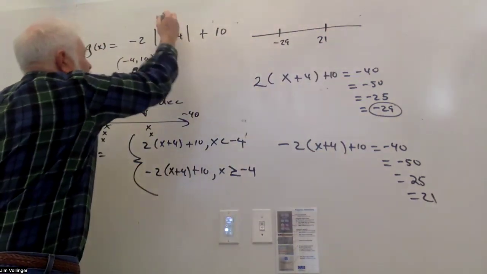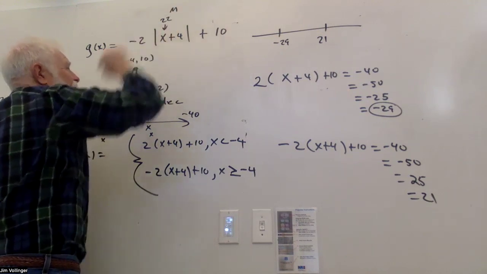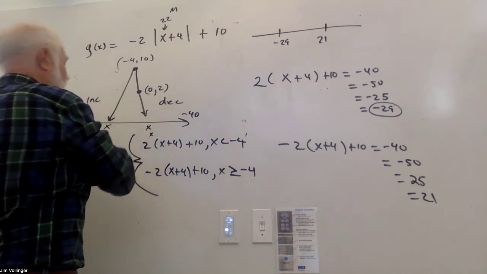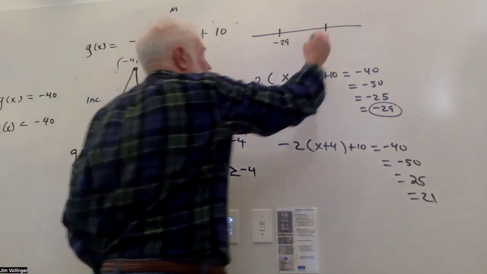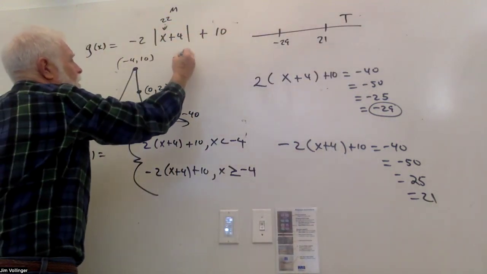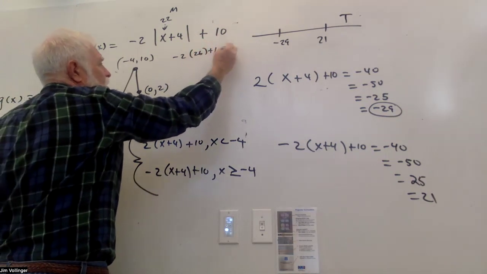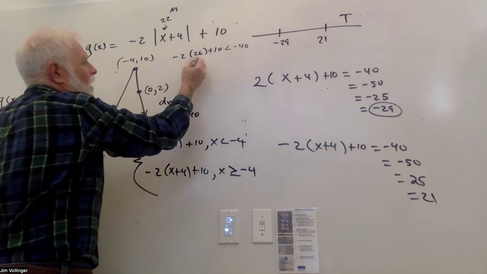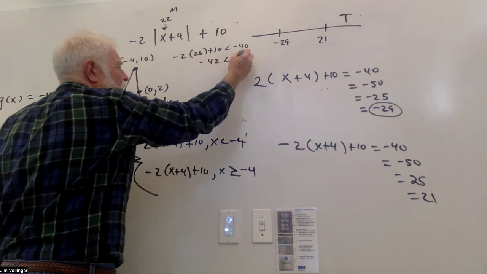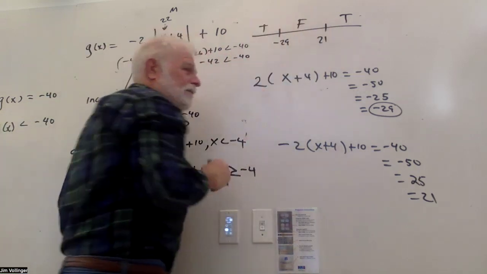Going back to the original. Let's put 22 in, although I like to put in 1 million because that gets me minus 2 million. And minus 2 million is less than negative 40. So I know that this is going to be true. But let's check it with 22. That might be more useful for you. So minus 2 times 26 plus 10. True or false? Less than negative 40. Well, minus 52 plus 10 is minus 42. Is that less than negative 40? Yes, it is.